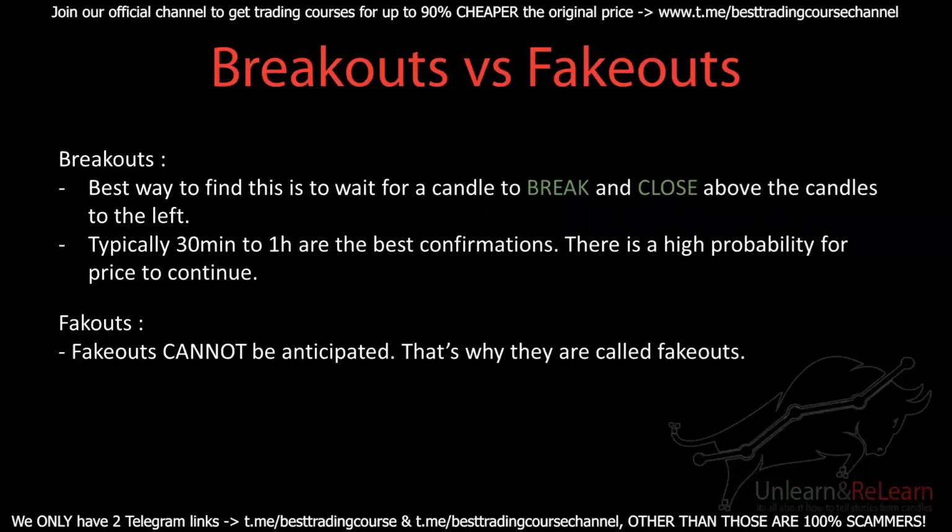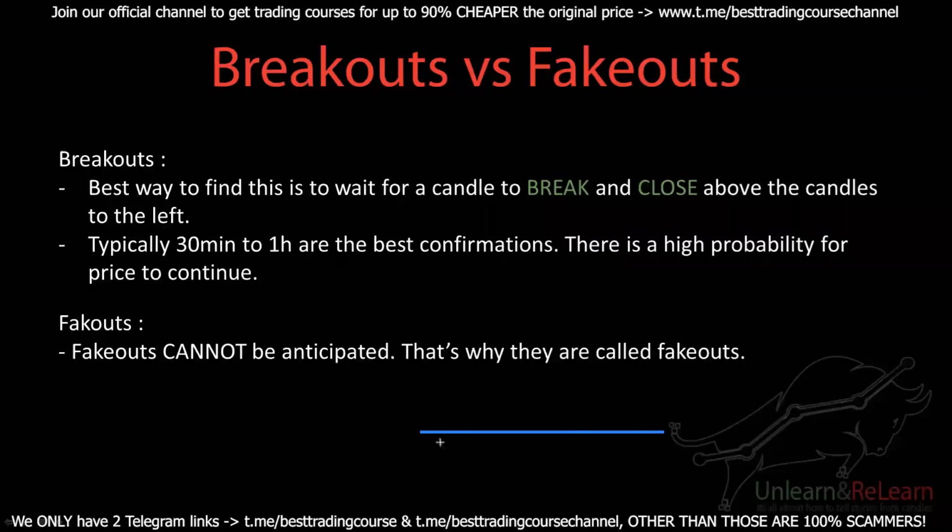So for a breakout, the best way to find this is to wait for candles to break and close above the candles to the left. That's a really, really good breakout. Sometimes you're going to have a resistance here, and you're going to have candles closing like this, and then candles go down, go back up, close like this, and then sometimes you're going to have a candle that wicks up, but it closes down over here. This is not a breakout.